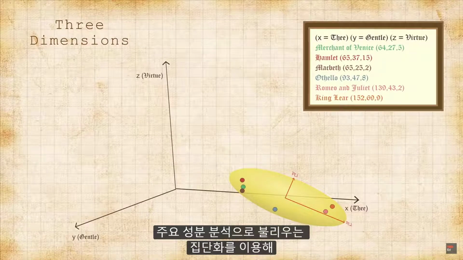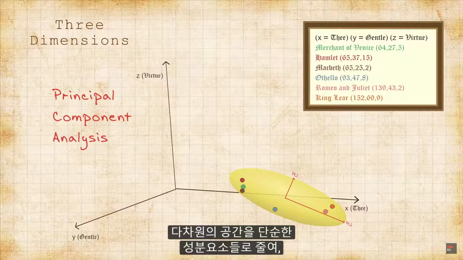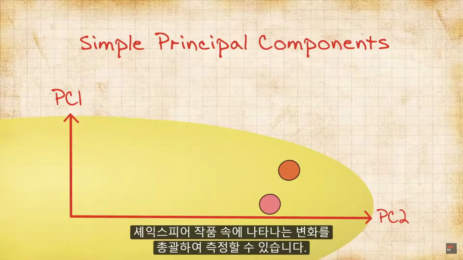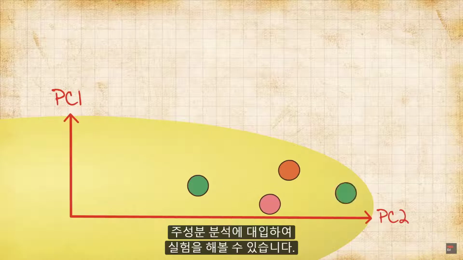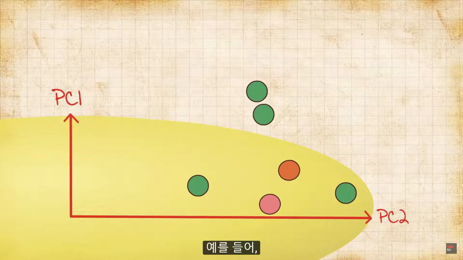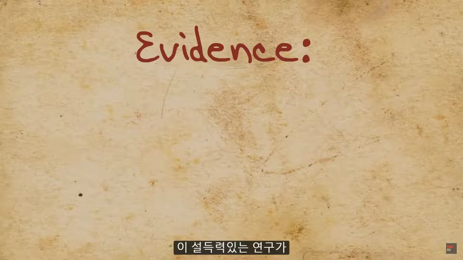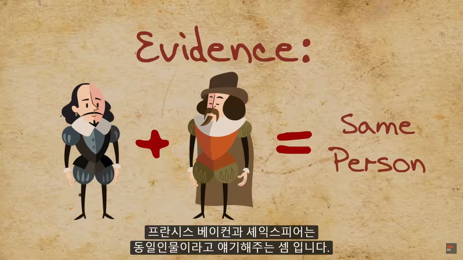With a clustering tool called principal component analysis, we can reduce the multidimensional space into simple principal components that collectively measure the variance in Shakespeare's works. We can then test the works of our candidates against those principal components. For example, if enough works of Francis Bacon fall within the Shakespearean variance, that would be pretty strong evidence that Francis Bacon and Shakespeare are actually the same person.